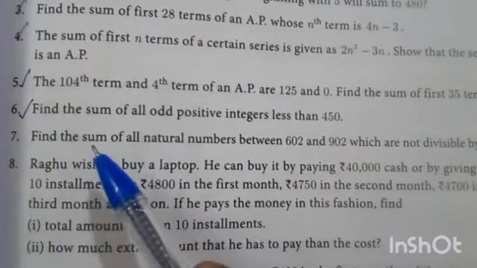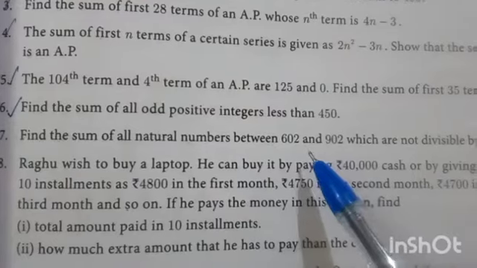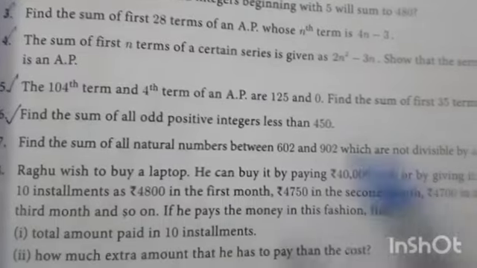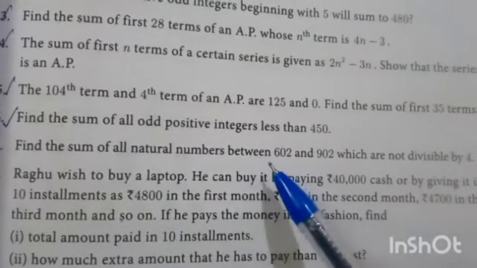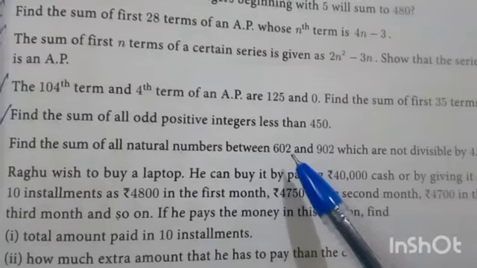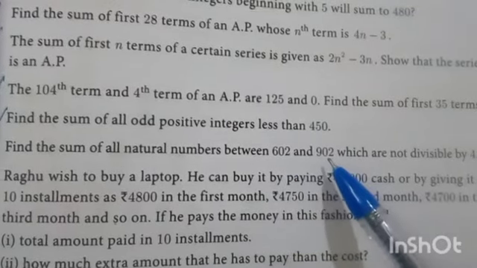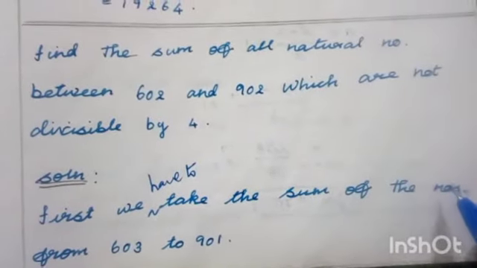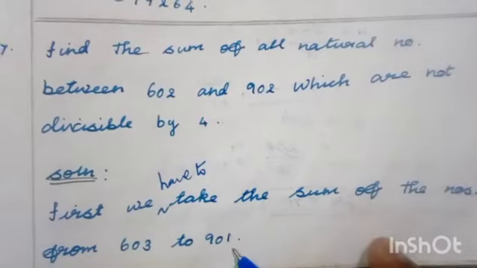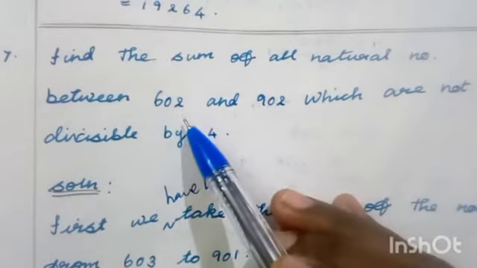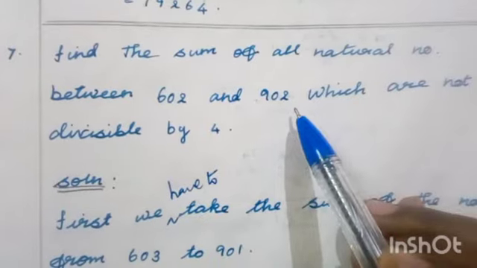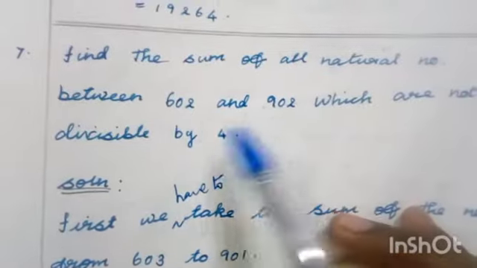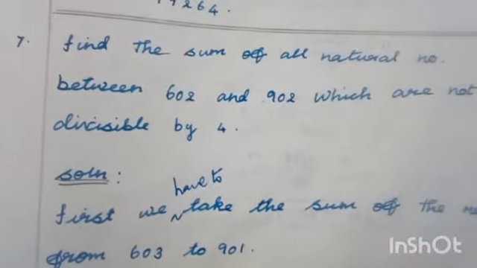Now seventh problem. Find the sum of all natural numbers between 602 and 902 which are not divisible by 4. We want to find the natural numbers between, so we have to find from 603 to 901. Students, first we have to take the sum of the numbers from 603 to 901, because in the question it is given between 602 and 902. So we have to start from 603 to 901.